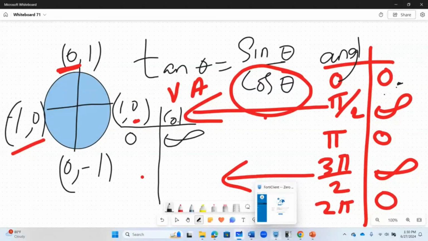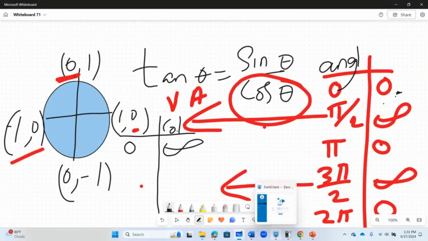So cotangent of 90 is going to be 1 over 0. Let's make sure we look at this one. Here, cotangent of 0 is undefined, because cotangent is cosine over sine. So wherever sine is 0, cotangent is undefined. That's all we need now. So cotangent of 0 is undefined.